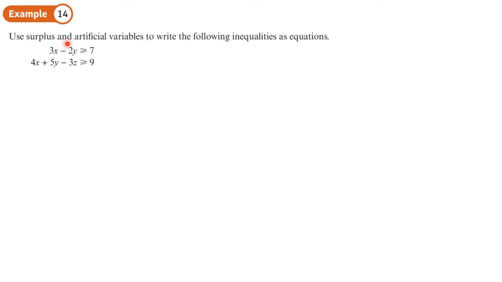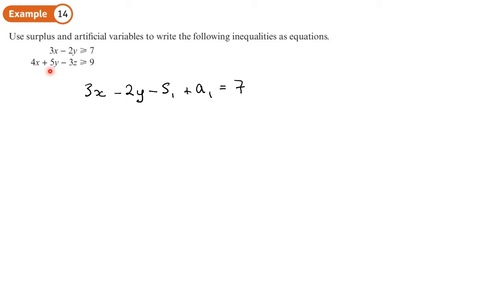Example 14, use surplus and artificial variables to write the following inequalities as equations. Okay, so we're going to need a surplus variable anyway, because it's an inequality, but because it's greater than or equal to, we also need an artificial variable. So we subtract the surplus variable because it's greater than or equal to, and we also add an artificial variable. So now we can write equal to 7.